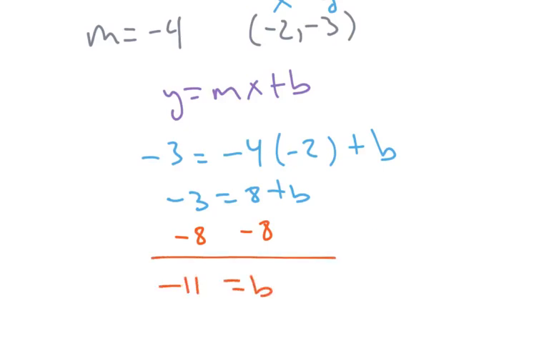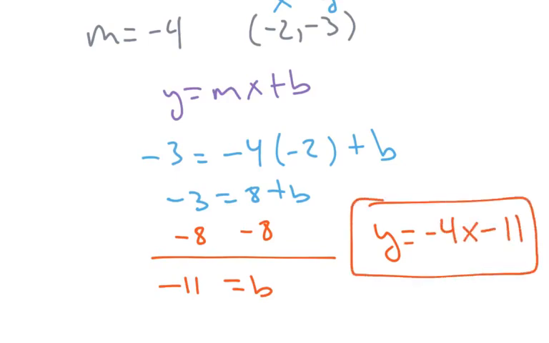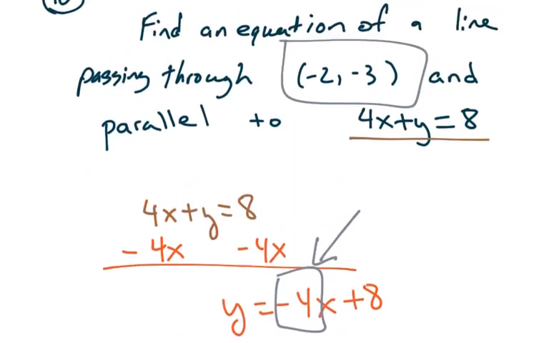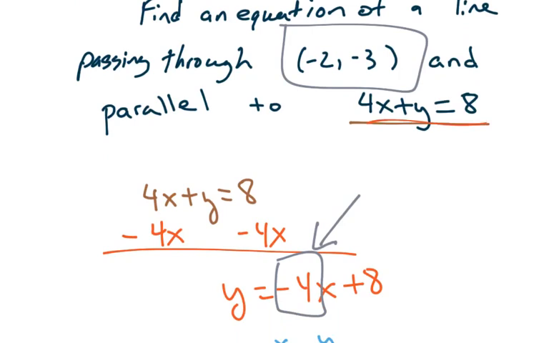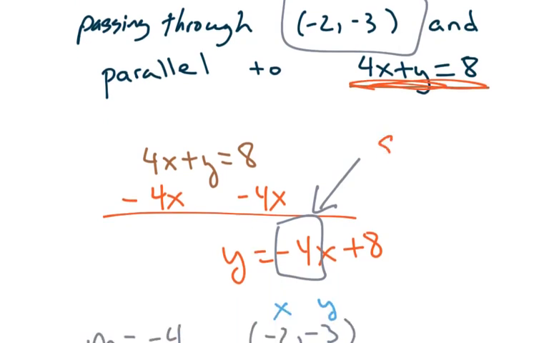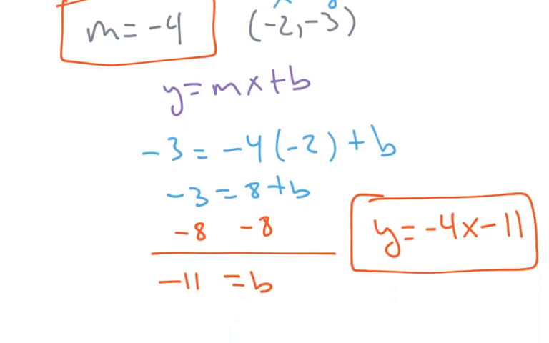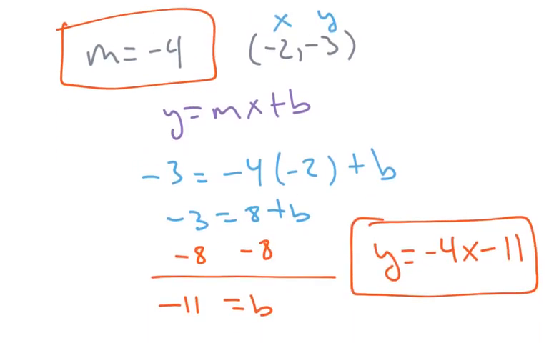Negative 11 is b, so y equals negative 4x minus 11. And there we have it. So what did we do here? We used the equation to find the slope. It's parallel, so it has the same slope. And then we solved using the previously learned technique in order to get to the answer.